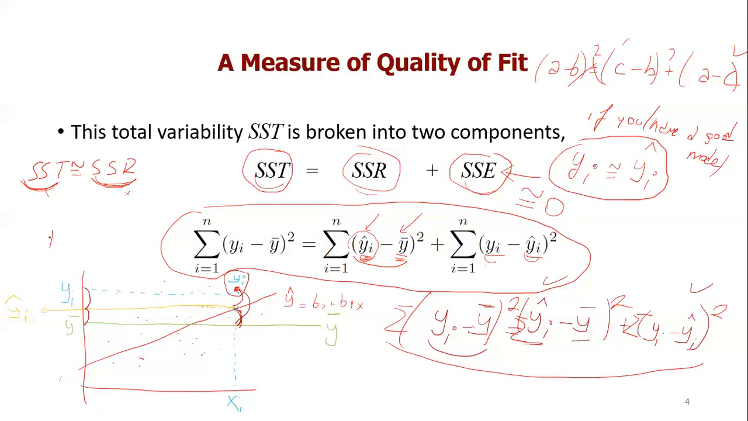And what is R square? R square is simply 1 minus SSE divided by SS total, or if you just plug in the values, that's equal to SSR divided by SS total.